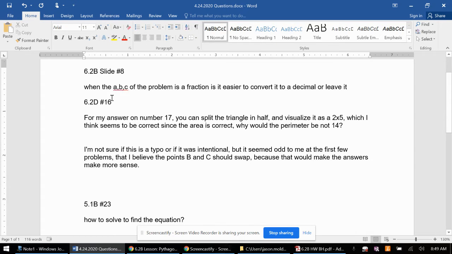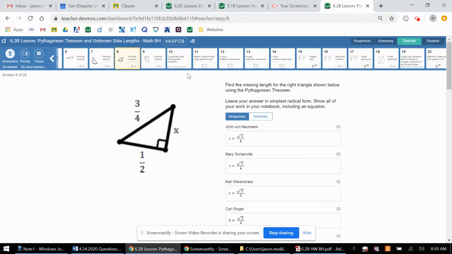We also have a question that says, when we have A, B, and C, and we have fractions, is it better to convert it to a decimal? I would say leave it as a fraction. And if it's even a decimal, I might even convert it to a fraction. Fractions work better with square roots, and square roots are a key part of Pythagorean theorem and the distance formula. I think I have some examples of this with 6-2B slide 8.